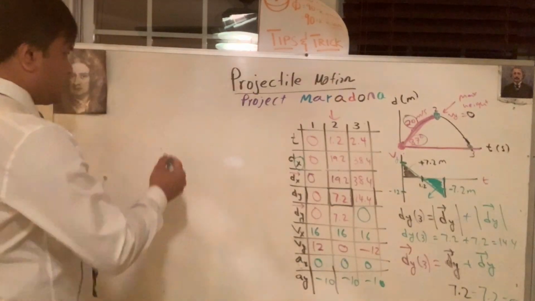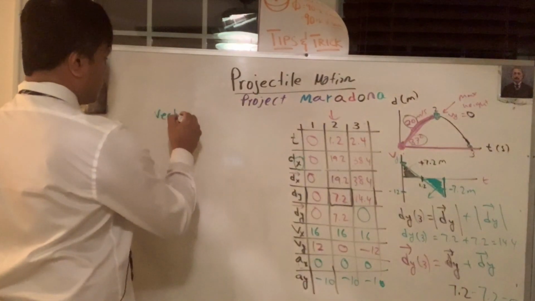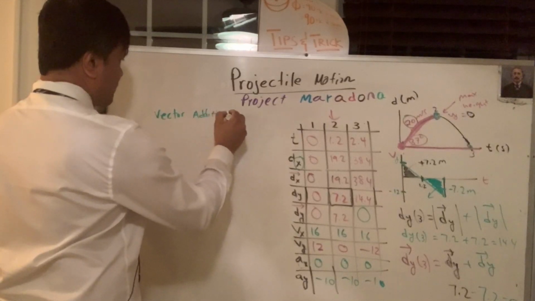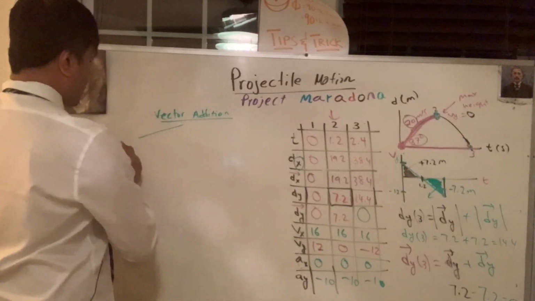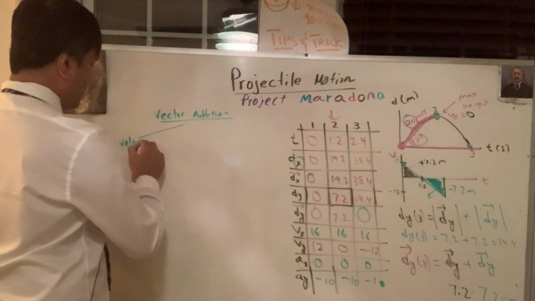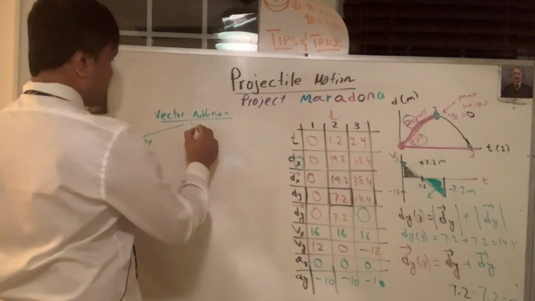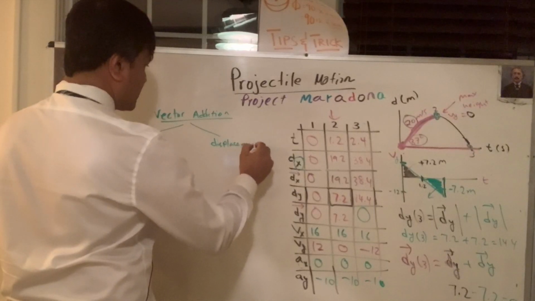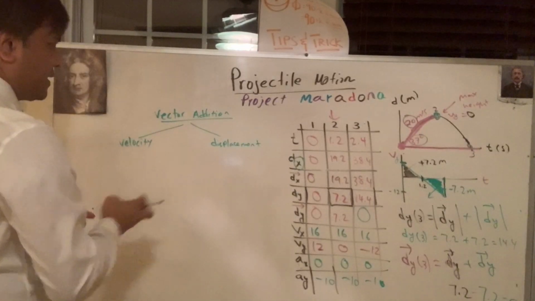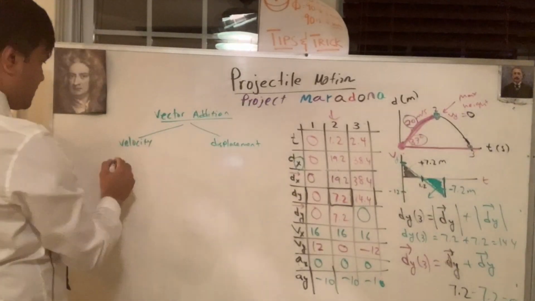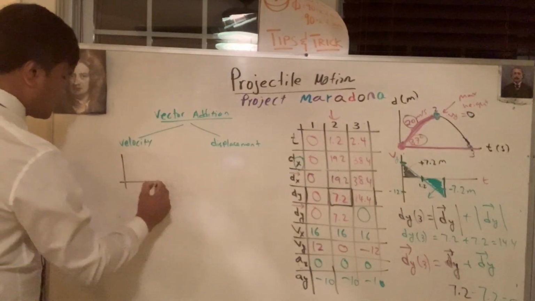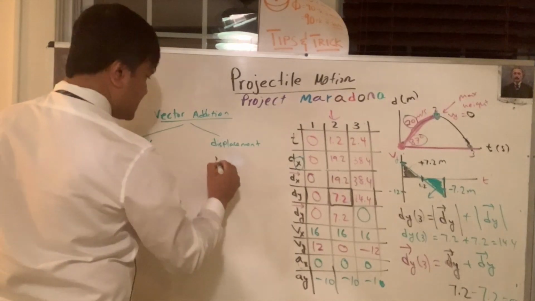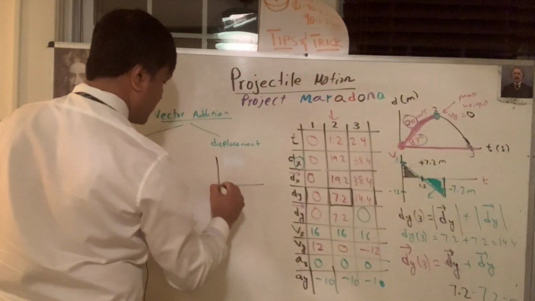Now we're going to start the vector addition. You're going to do it two ways. First we're going to do velocity, and then we're going to do the displacement. Alright, so velocity, we're going to draw exactly the same thing you see over there. And the displacement, I'm going to draw exactly the same thing you see over there.